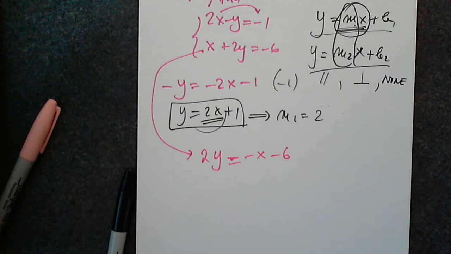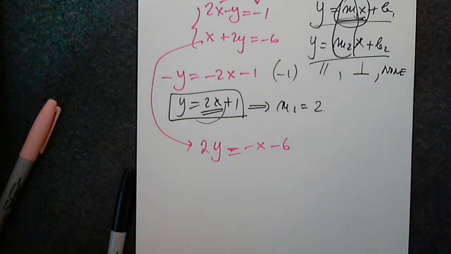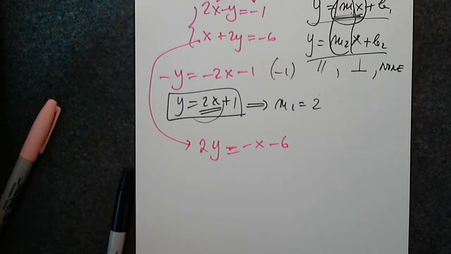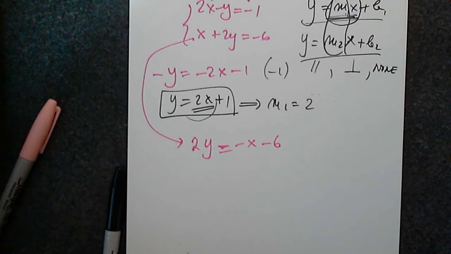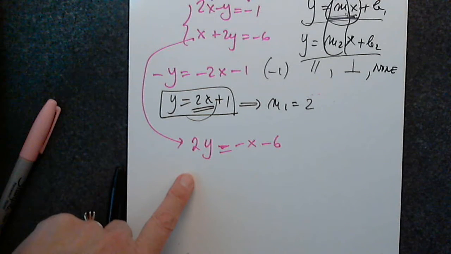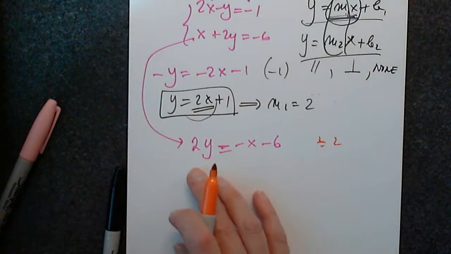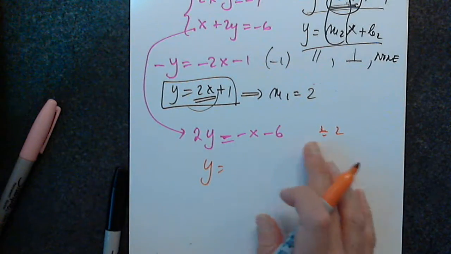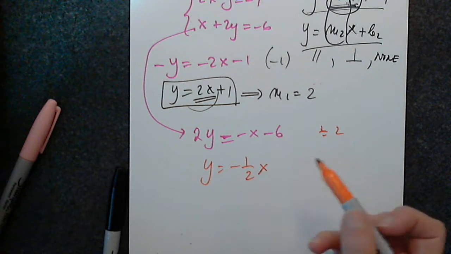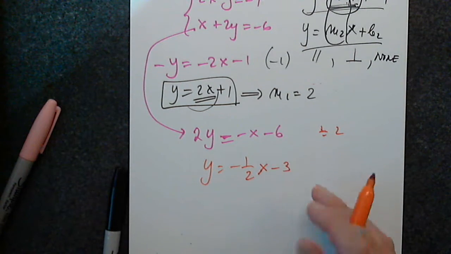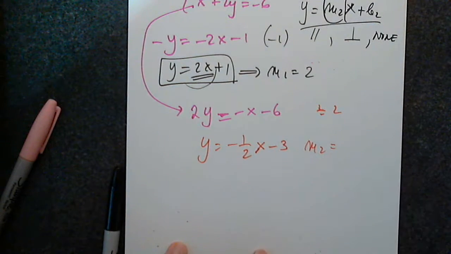We're solving for y. It's not done yet. What am I doing? To solve for y, I have to do what? Get rid of the 2. Which means I have to do what to both sides? Divide by 2, of course, both sides. 2y divided by 2 is y. -1 divided by 2 is -1/2 x. -6 divided by 2 is -3. Can anyone identify the slope of the second line for us?